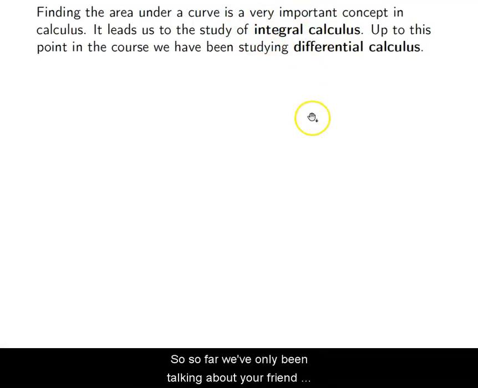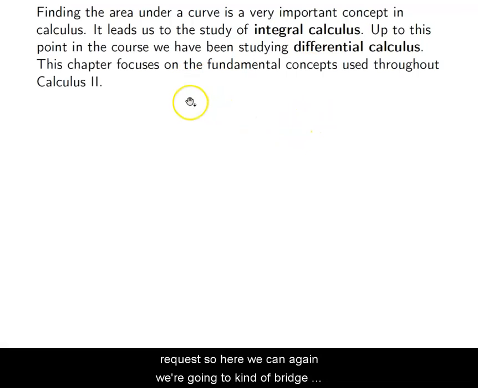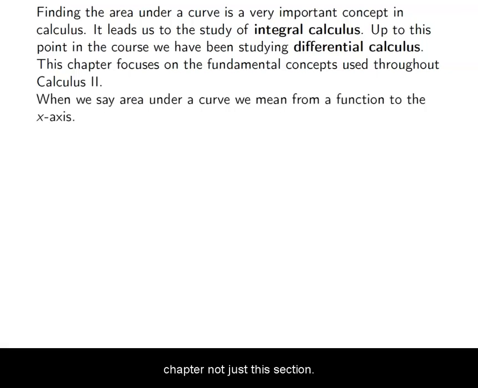So far we've only been talking about differential calculus. So here we're going to bridge the gap between calc 1 and calc 2. We can think of this as an introduction into calculus 2. This entire chapter, not just this section, right?